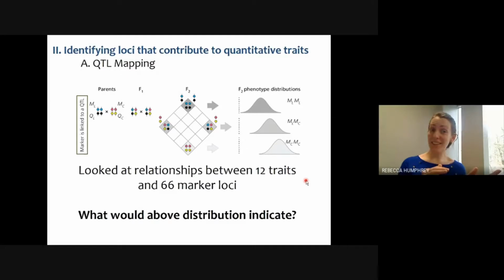Okay, so back to the study, they looked at 12 traits related to pollination and 66 marker loci across the genome. I've already told you, what does this above distribution indicate? I'll give you a second to think, remind yourself, what does this distribution indicate? This means that there is a correlation between what genotype you have for the marker locus and what phenotype you have. So that tells us that there is potentially close to this marker locus a gene that is involved in determining this phenotype.